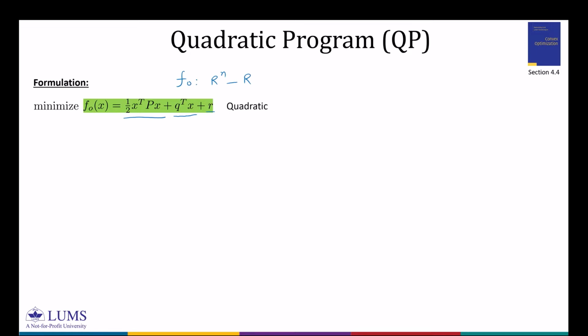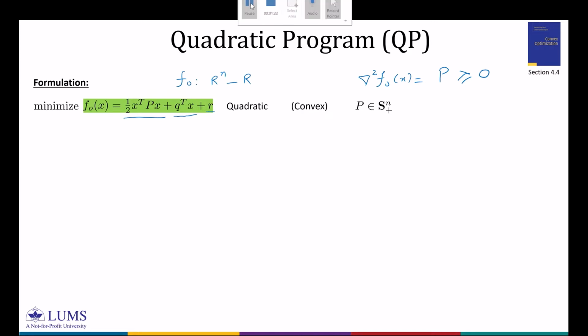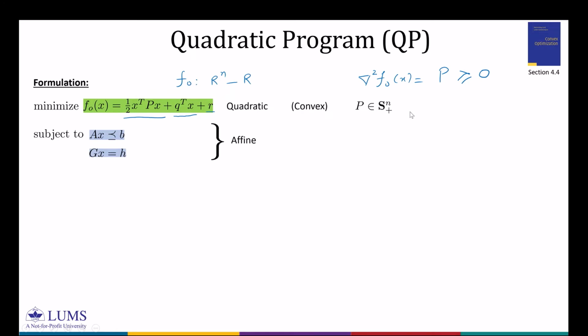We also require f naught to be convex. So what are the conditions on P, q, and r that make this function convex? We require P to be positive semi-definite for this function to be convex. This simply stems from the fact that the Hessian of the objective function is given by P, and we require this P to be positive semi-definite so that f naught is convex. Let's look at the constraint. So we want to minimize a quadratic function subject to affine inequality constraints and affine equality constraints. So we have affine constraint functions.